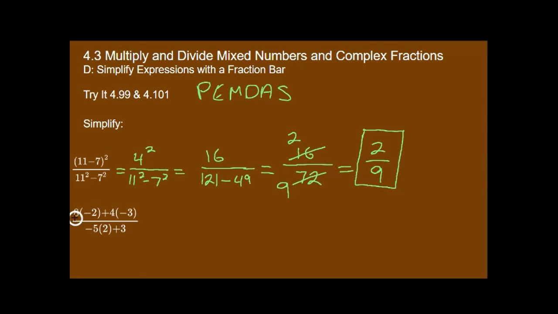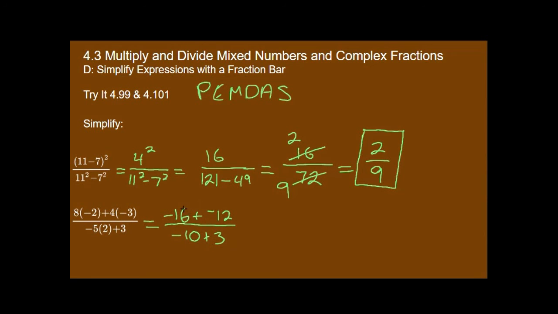And our last one, we have 8 times negative 2 plus 4 times negative 3 all over negative 5 times 2 plus 3. So I'm going to start, I don't have anything to do in the parentheses or in the exponent, or there are no exponents, so I'm going to start with multiplication. So let's do the multiplication in the numerator first. 8 times negative 2 is negative 16, and I'm going to add 4 times negative 3, which is negative 12. On the bottom, my multiplication is negative 5 times 2, negative 10. And there's nothing to do with that 3, so I just copy it over.